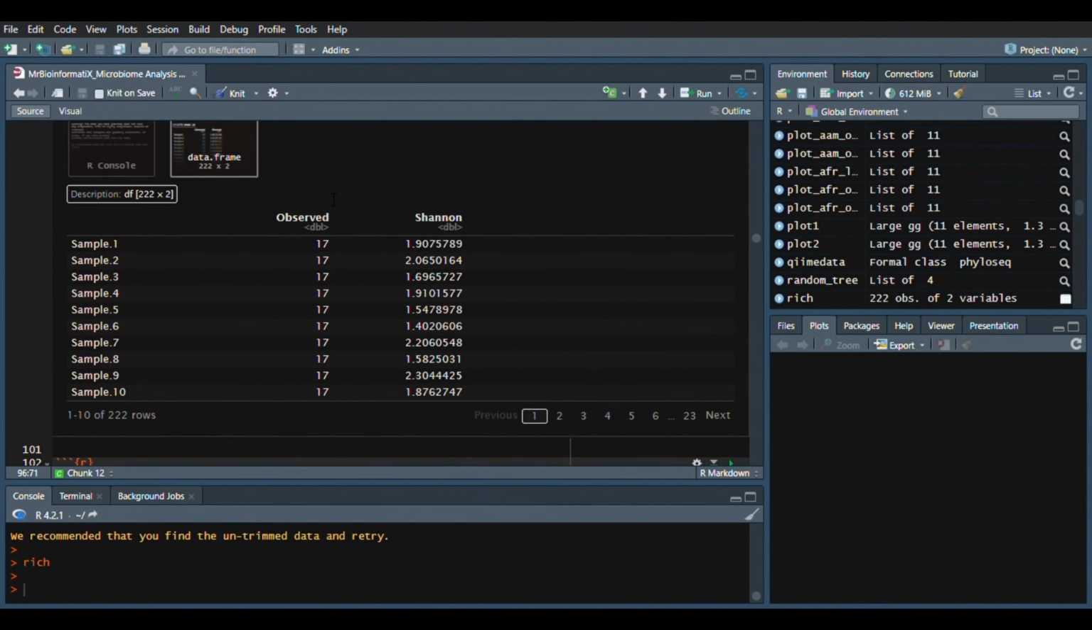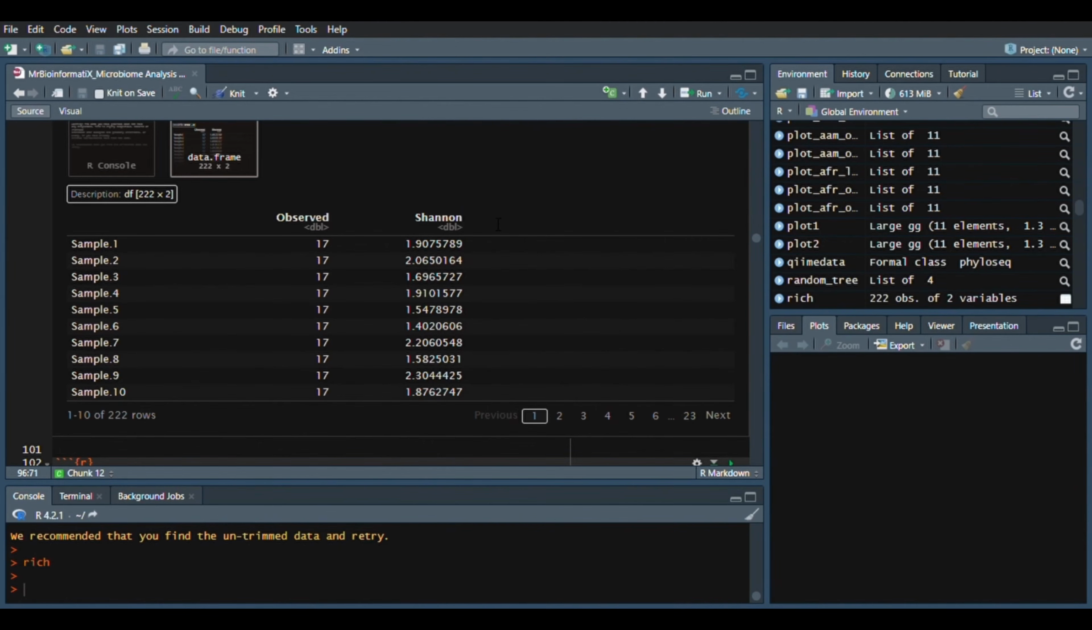Regarding the observed, it's 17 in all samples. This represents the total number of unique OTUs, operational taxonomic units, present in each sample. So the value of 17 means that each one has the same number of unique bacteria. And for Shannon, this index considers both richness and evenness of the community, providing a more nuanced understanding of diversity. A higher Shannon index indicates greater diversity.